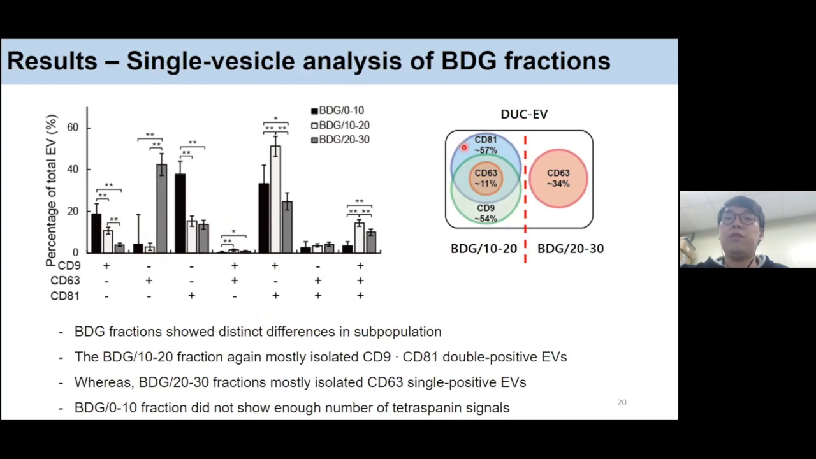Again, when comparing the result of buoyant density gradient fractions with differential ultracentrifuge EV result, we could conclude that buoyant density gradient 10 to 20 fraction purifies CD9 and 81 double positive EV populations. And the buoyant density gradient 20 to 30 fraction purifies CD63 single positive fractions from the DUC EV samples. The only distinct difference between buoyant density gradient and density gradient fractions was their yield. Density gradient purification generally isolated more tetraspanin expressing EVs than the buoyant density gradient method.